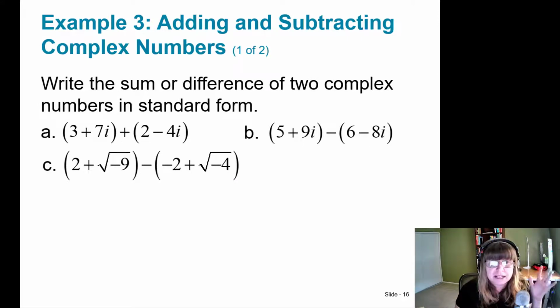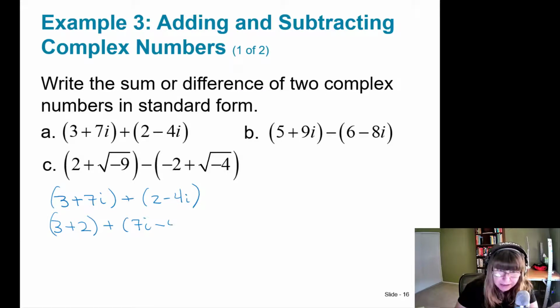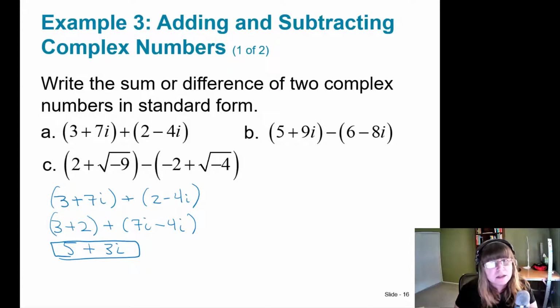Let's work through a couple of examples on adding and subtracting complex numbers. Let's take A. 3 plus 7i is our first complex number plus 2 minus 4i. I'm going to combine the real components and the imaginary components. So I have 3 plus 2 and 7i plus a negative 4i. I get 5 plus 3i. You can also think of it as just adding like terms. I added the constants together and I added the variable i's together. If you want to think of adding and subtracting like that, it's perfect.